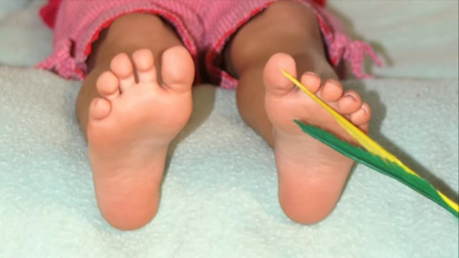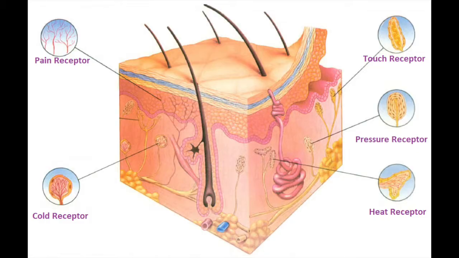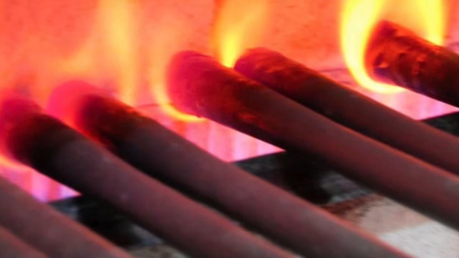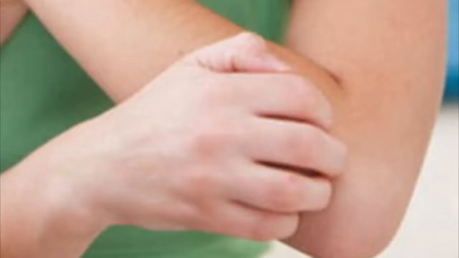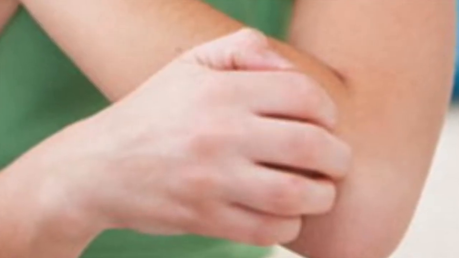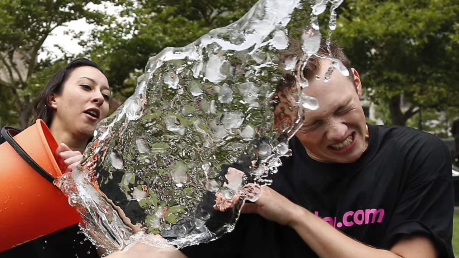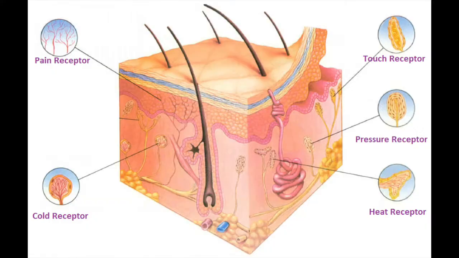For example, the experience of a tickle is caused by the stimulation of neighboring pressure receptors. The experience of heat is caused by the stimulation of hot and cold receptors. The experience of itching is caused by repeated stimulation of pain receptors. The experience of wetness is caused by repeated stimulation of cold and pressure receptors.